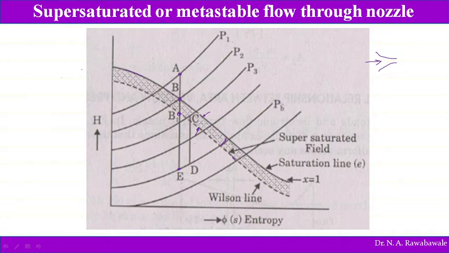Here A to B1 is the expansion of steam in the dry saturated region, and from B1 onwards the expansion continues in the wet region, and the steam becomes wet and the condensation process continues up to E. This is what we call metastable flow, and it is because of the very high velocity of steam. Steam flows at a sonic velocity, and the time available for the steam to pass through this region is very short, about 0.001 second. Therefore, we call this metastable flow or supersaturated flow of steam through a nozzle.